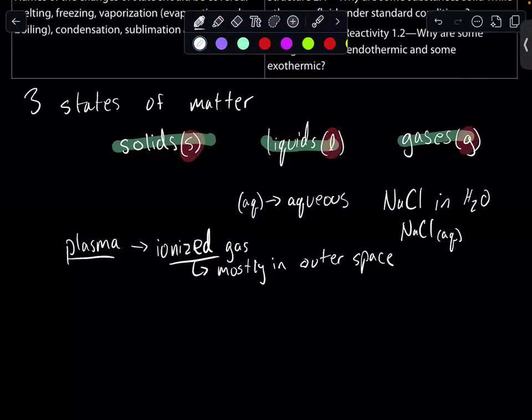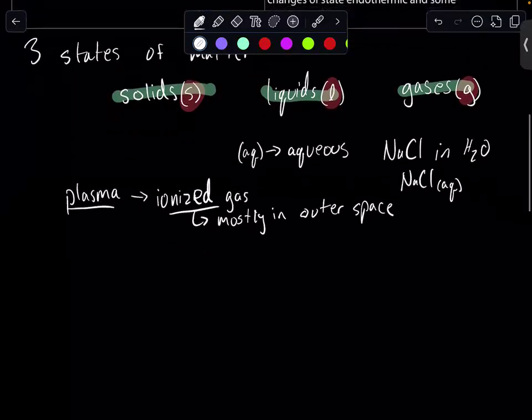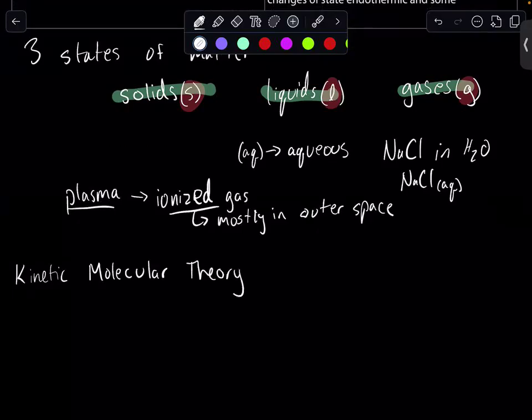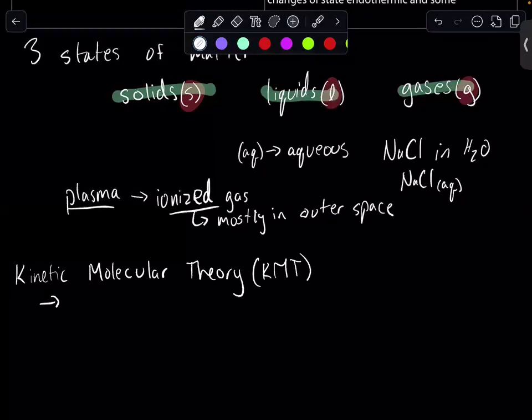All right. Now, before we talk about those three states of matter, to just understand these states of matter, we're going to be using what we call kinetic molecular theory. Kinetic molecular theory is often abbreviated KMT. And along with it, when we use kinetic molecular theory, we start with a couple assumptions. Basically, this tells us to assume a few things about all matter.